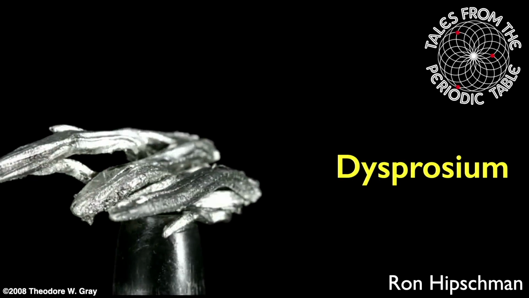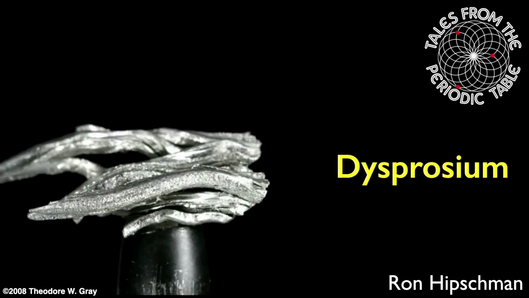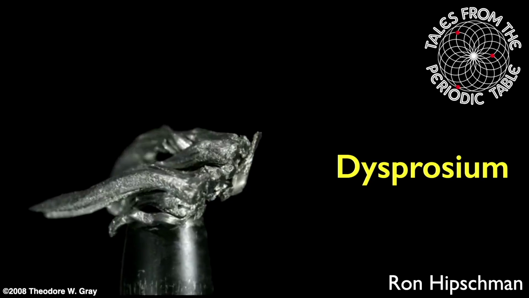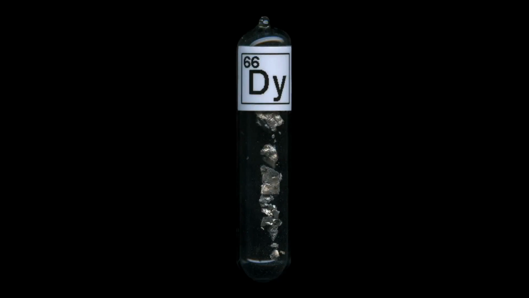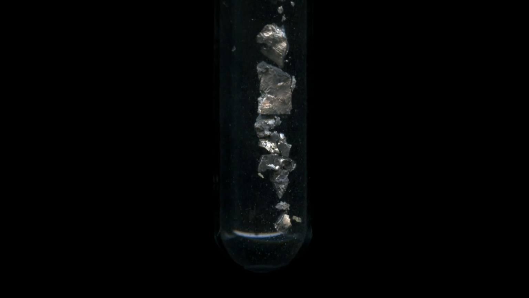I'm your host, Ron Hipschman, and today we're going to talk about the element dysprosium. I have a little sample of it right here. I don't know if you can see that. It's a little bit hard to see. So let's go back to our presentation because I put it on my scanner so that you could see it a little bit closer up. It's a shiny silvery metal when kept inside the glass vial away from oxygen.